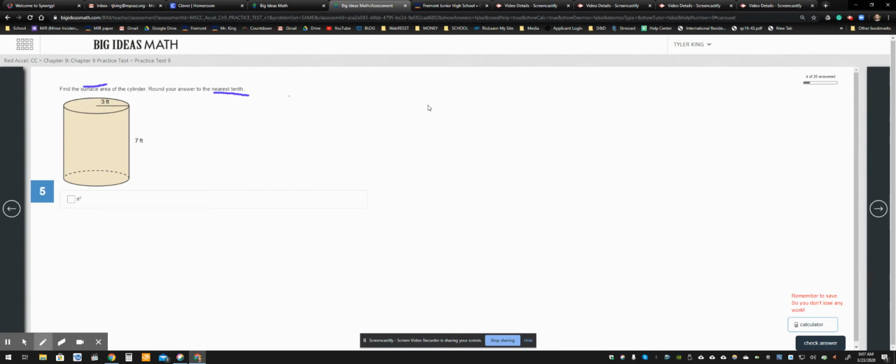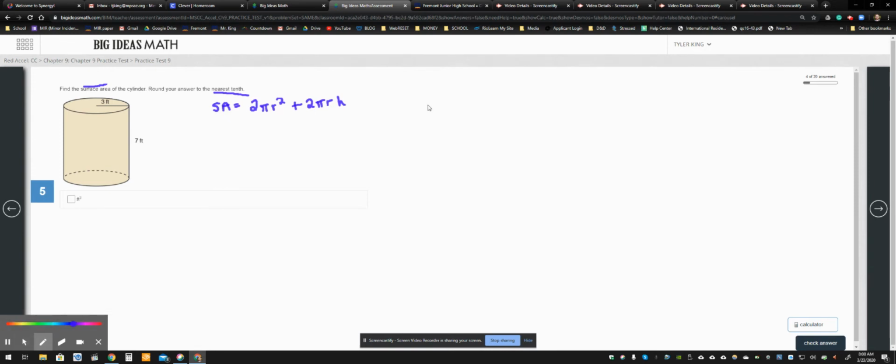Okay, so we're going to be using our formula here, right? The surface area of a cylinder is equal to 2 pi r squared plus 2 pi r h. What this gives us is the area of the two circles, the one on the top and the one on the bottom, and our lateral surface area, or the area of the rectangle that wraps around the cylinder.